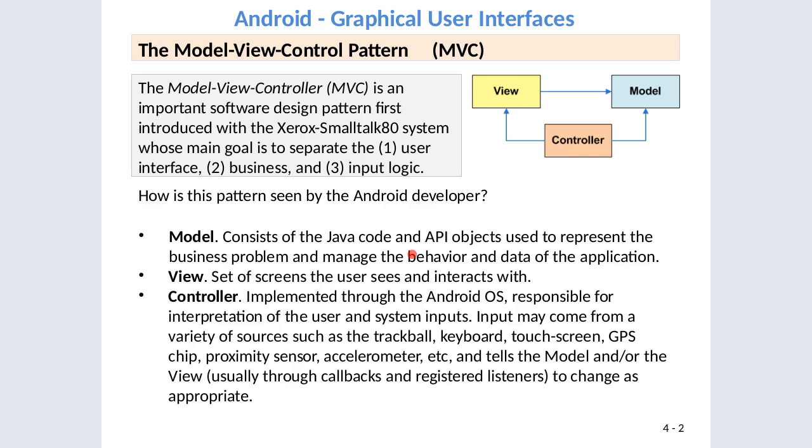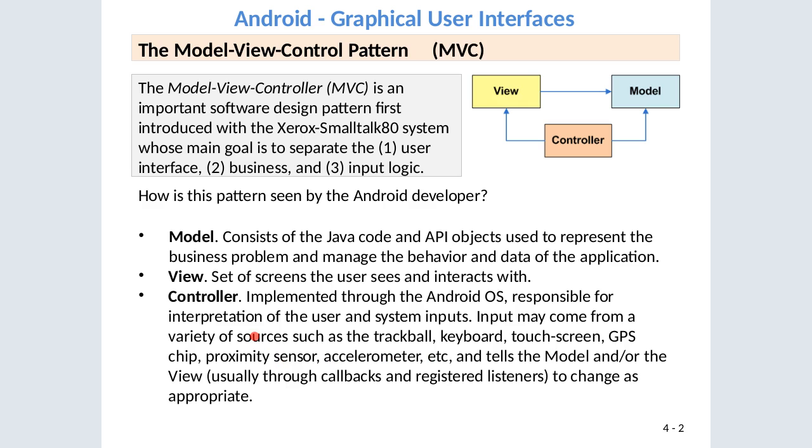A model consists of the Java code and API objects used to represent the business platform and manage the behavior and data of the application. And then the view is a set of screens the user sees and interacts with. Then the controller is implemented through the Android OS, responsible for interpretation of the user and system inputs.